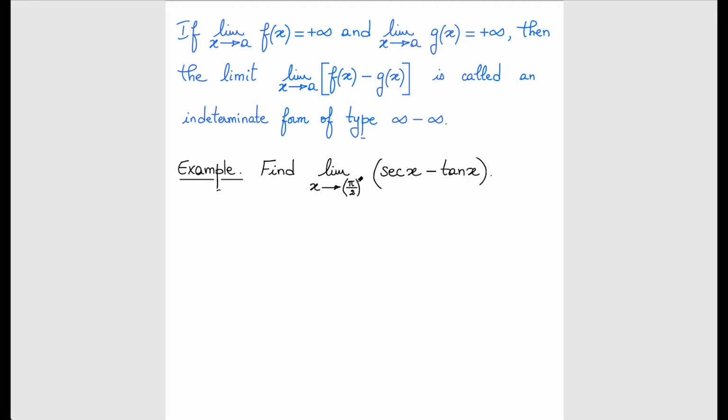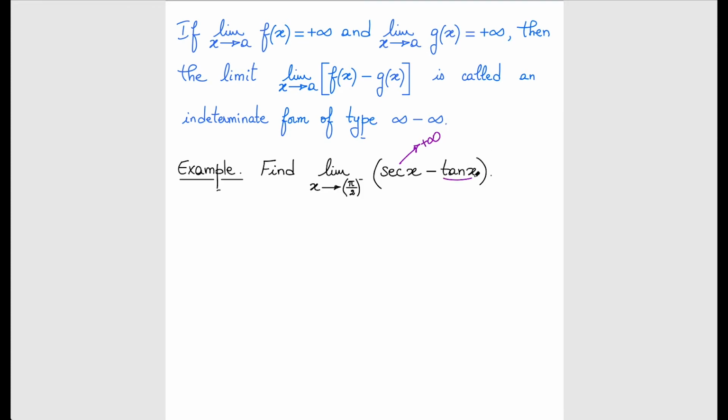Find the limit as x approaches pi over 2 from the left of secant x minus tangent x. Well, as x goes to pi over 2, secant, which is 1 over cosine of x, right? Cosine as x approaches pi over 2 is going to go to 0. And it's going to go to 0 from which side? Because x is approaching pi over 2 from the left, cosine is going to remain positive. And as such, this is going to go to plus infinity, right?